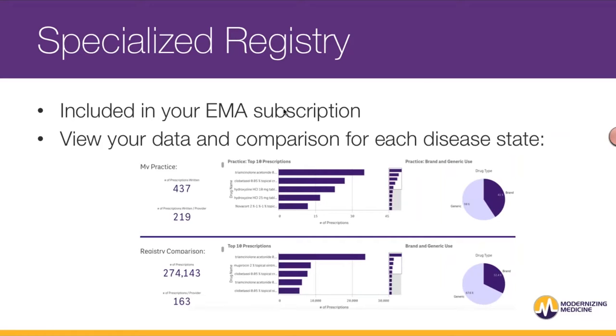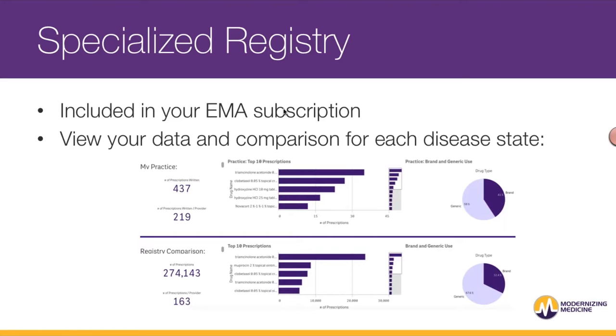So let's talk specialized registry. This too is included in your EMA subscription at no extra cost. You can register for the specialized registries and look at your specialized registry patients list right from EMA. But through the Analytics tab, you're able to actually view your data and comparison for each disease state. So what I'm looking at is the dashboard that allows you to see your practice's data, along with your practice's top 10 prescriptions and your practice's brand and generic use. You can then compare your profile with the profile within the registry.